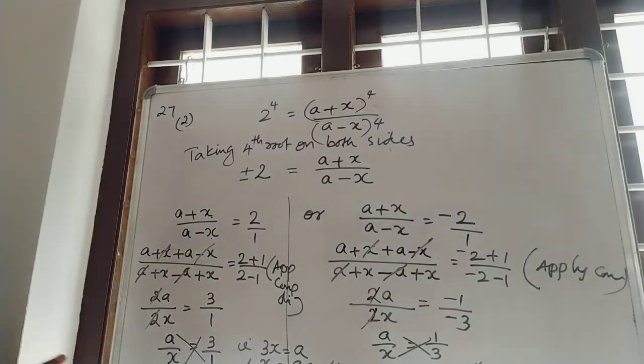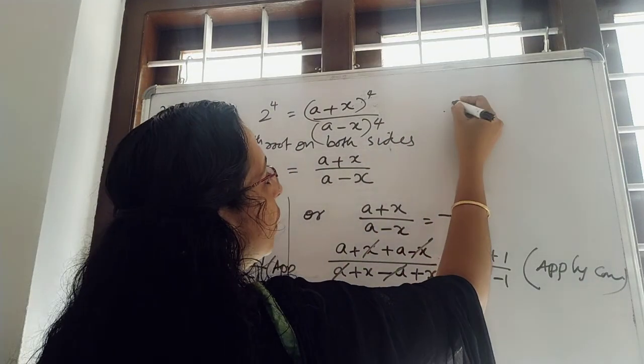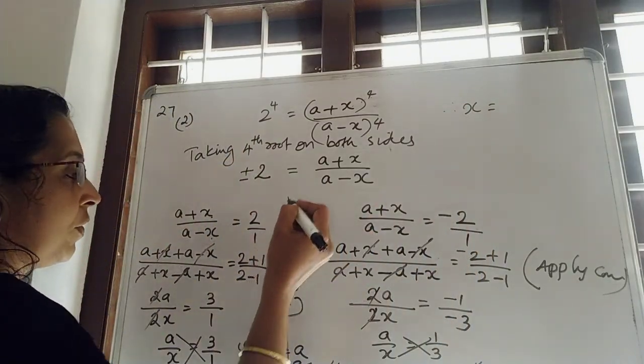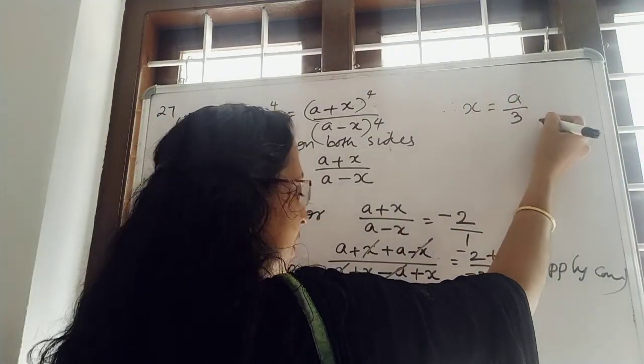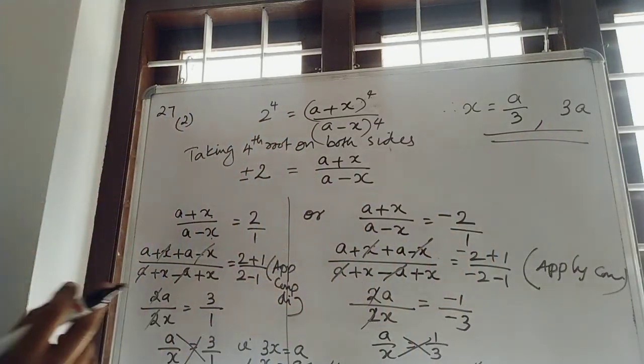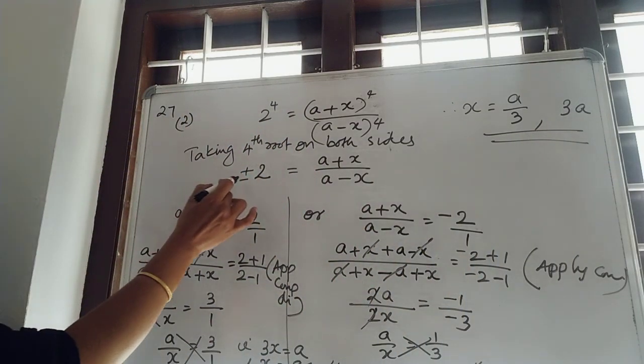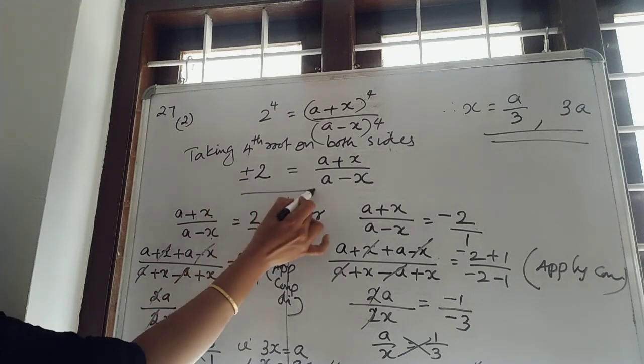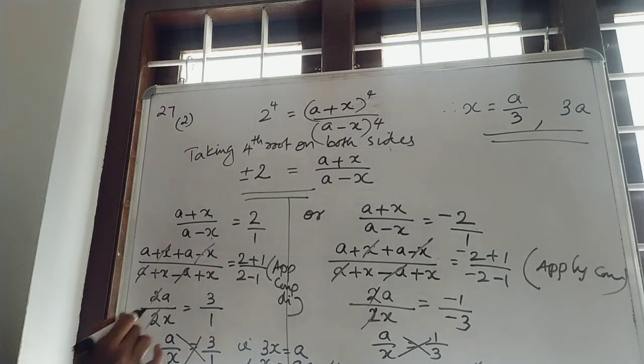So, we have two values for x. That is, find the value of x we want to find out. So, for x is equal to what? We got first value as a by 3. One more value 3a. Why we are getting this 3a? Since we took positive 2 and negative 2 here, then only we will get two values. If you take only positive 2 means we will get only which one?